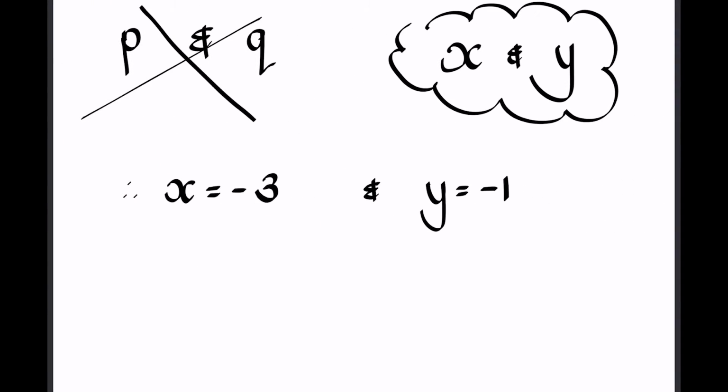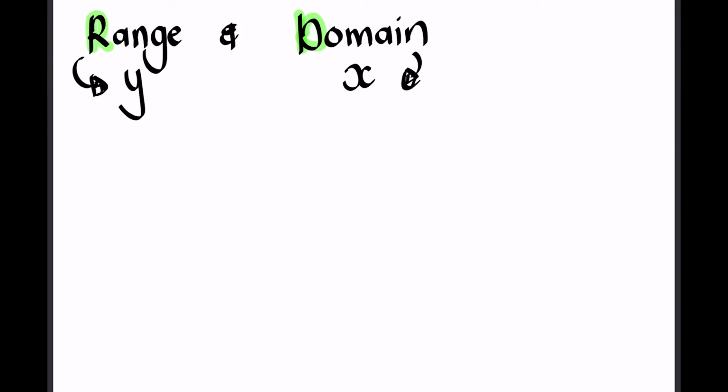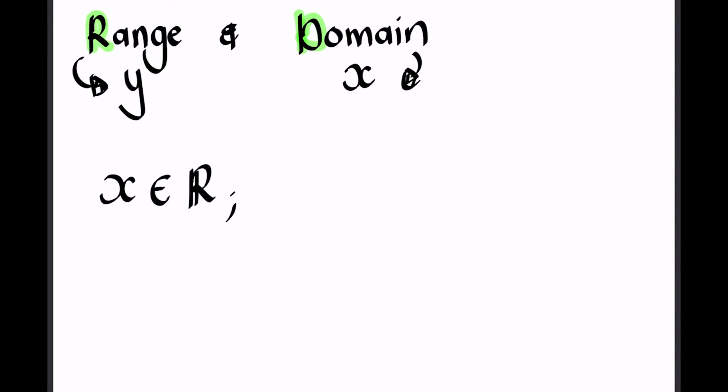So if I'm writing out the domain of this graph, x is an element of the real number system. What does that mean? That means that x can be any value in the real number system, but it cannot be -3. So it can be any number that's real except -3.